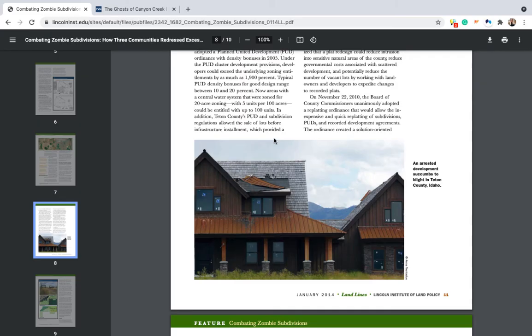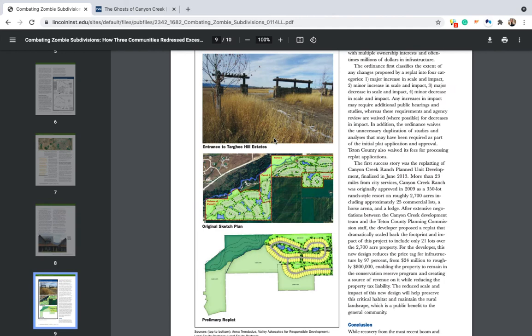But let's return to Teton County. This rural county experienced a huge boom in the years prior to the Great Recession, spurred primarily by aggressive local land use policies and a proliferation of real estate speculators. Yet today, Canyon Creek represents one of the few relative success stories from the county's new replatting strategy aimed at solving the zombie subdivision problem.